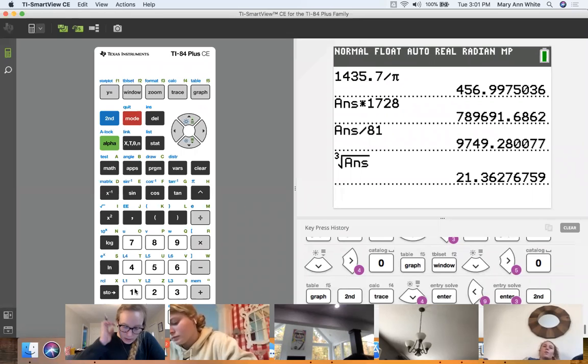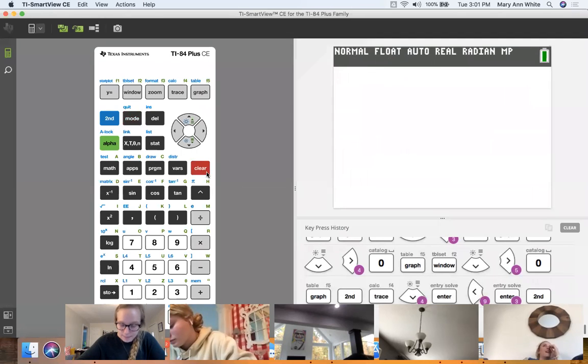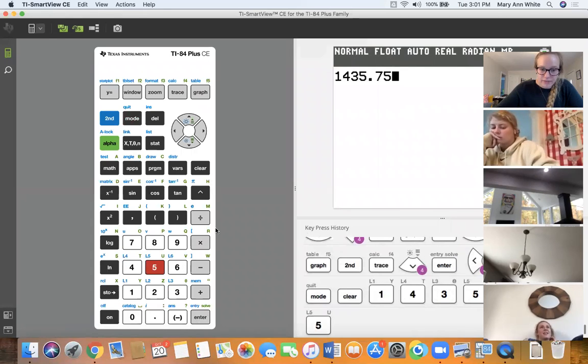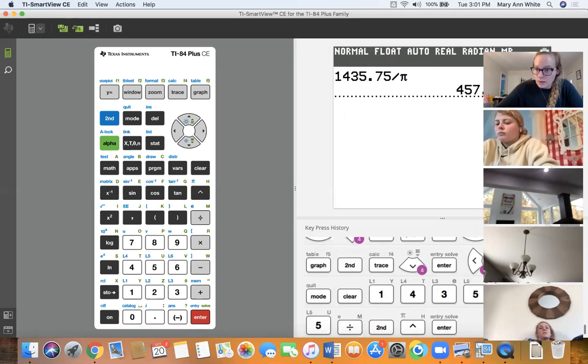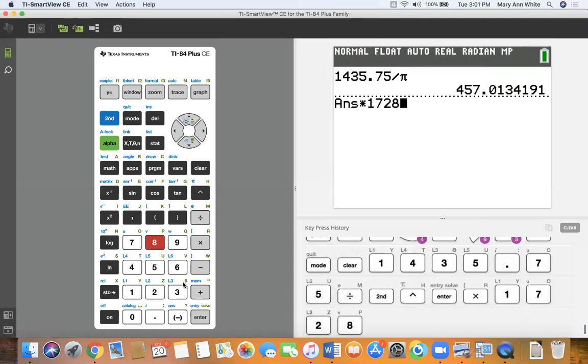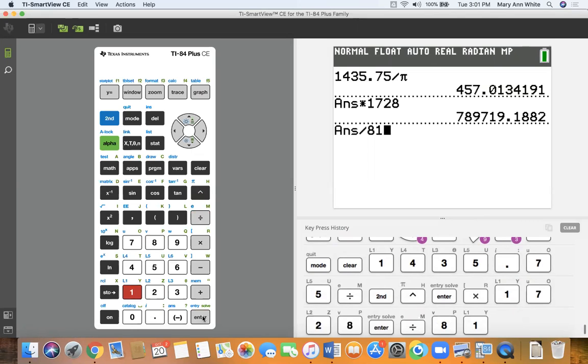So let me just clear this all out. It looks messy. So I've got 1435.75. And I'm going to divide that by pi. You can divide it by 3.14. I just divided it by actual pi. Then I'm going to multiply it by 1728. I'm just multiplying by the reciprocal, and then I'll divide by 81. You could have made that big thing a decimal and then just divided by it.